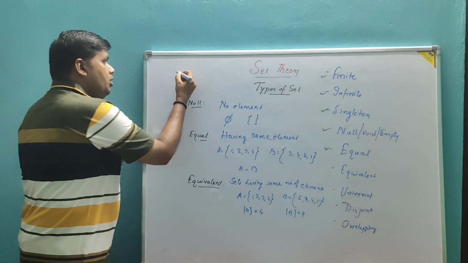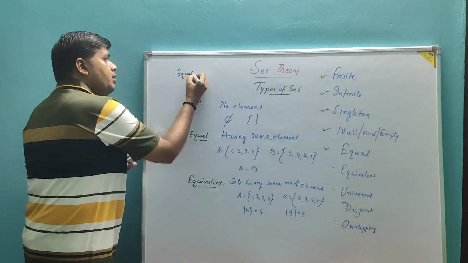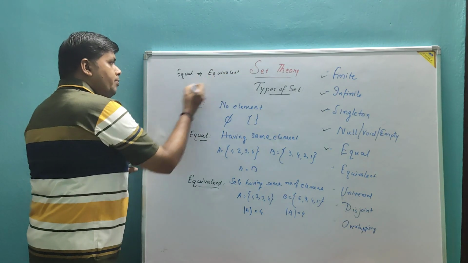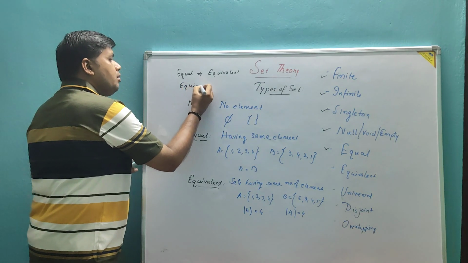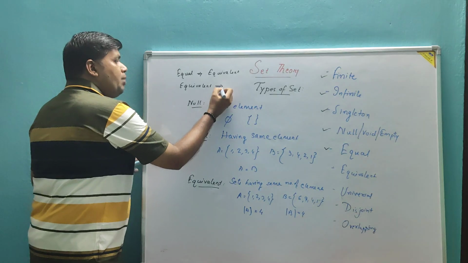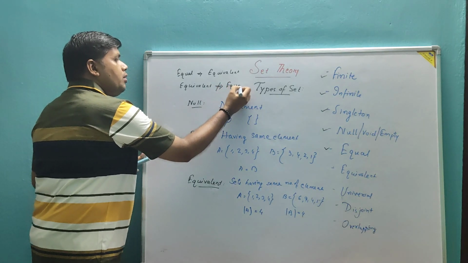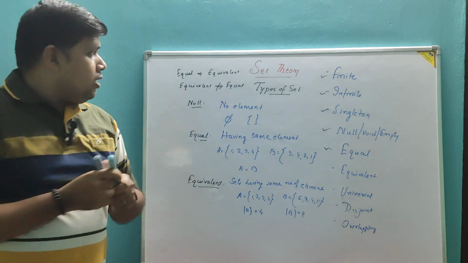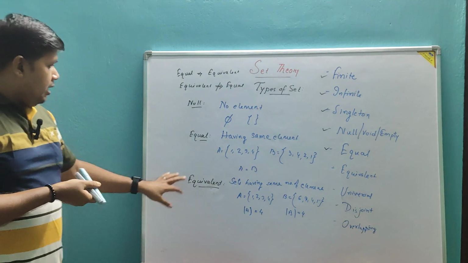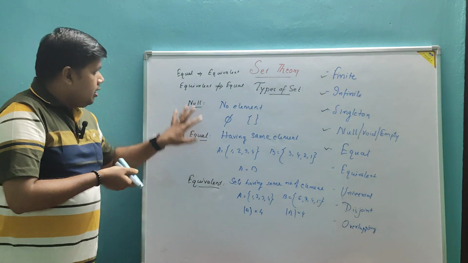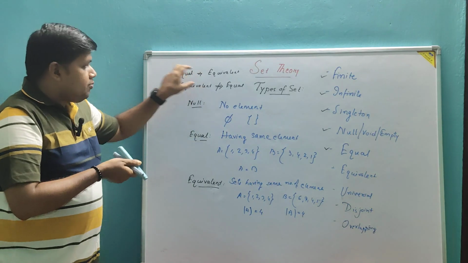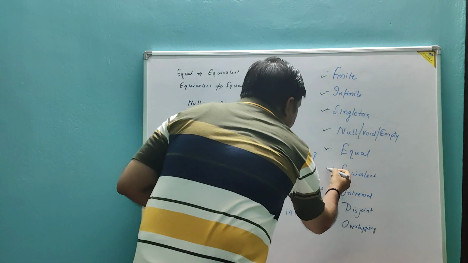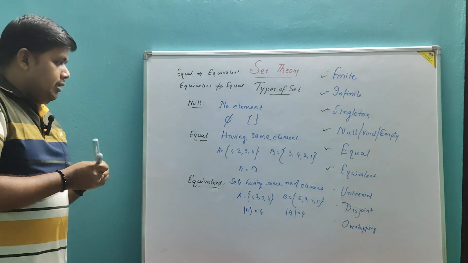If sets are equal, they will be equivalent. However, if sets are equivalent, it does not imply that they are equal, because equivalent means only the number of elements should be the same, but not the elements themselves. So that is the basic difference between equal sets and equivalent sets. I hope equal and equivalent sets are clear.